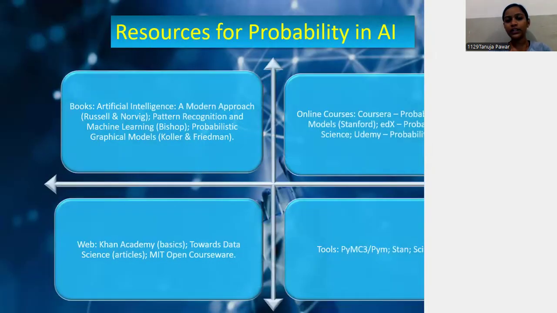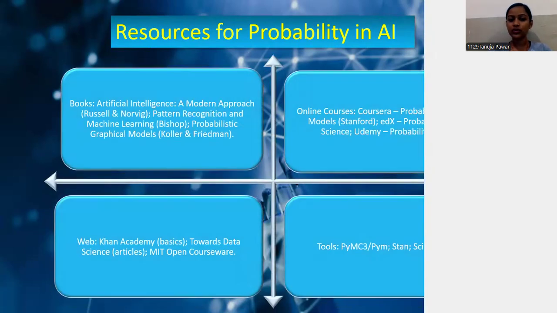Resources for probability in AI. There are some resources. Books: Artificial Intelligence: A Modern Approach, and Pattern Recognition and Machine Learning. The online resources are Coursera probability models, Udemy probability models. On the web: Khan Academy basics, Towards Data Science articles, MIT OpenCourseWare. Then the tools were PyMC3, Stan, and SciPy.